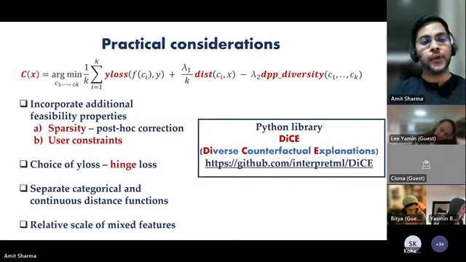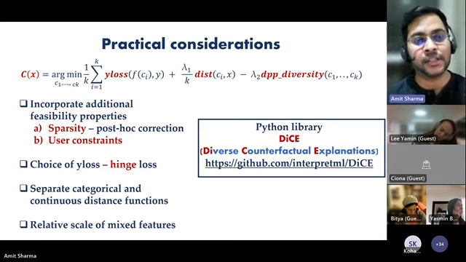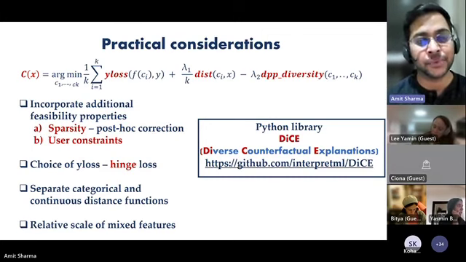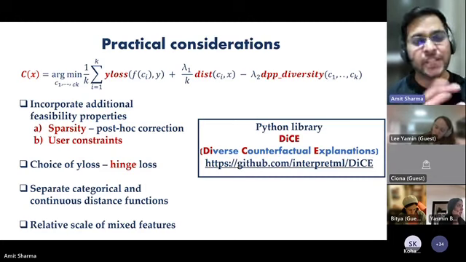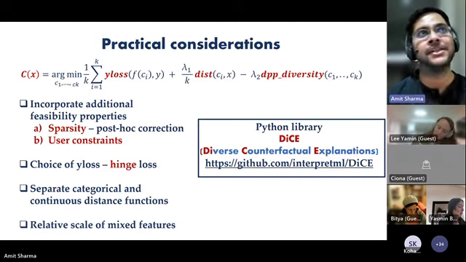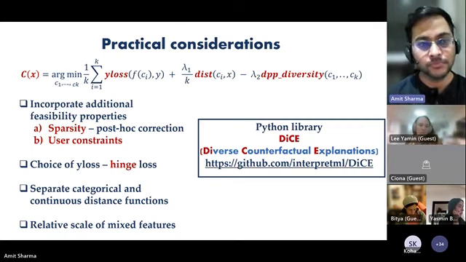But I don't think the problem is solved. I think the kinds of questions that are still on people's minds are about sparsity and user constraints. So in DICE, we have some simple ways of addressing this. But I think in general, thinking of how you optimize for arbitrary user constraints is an open problem.